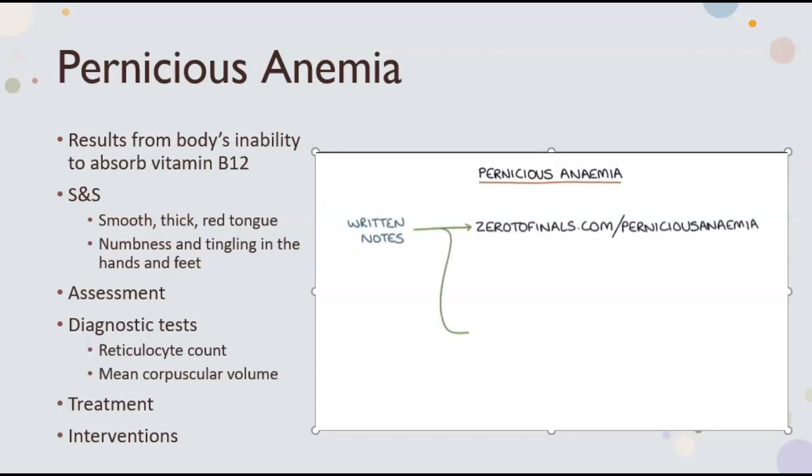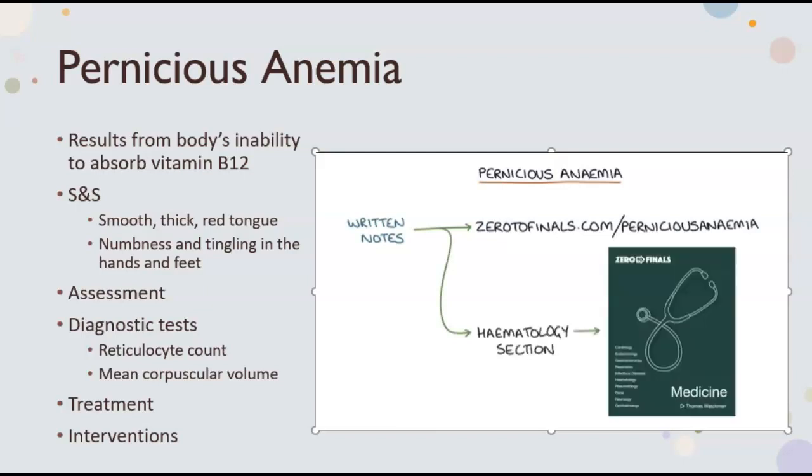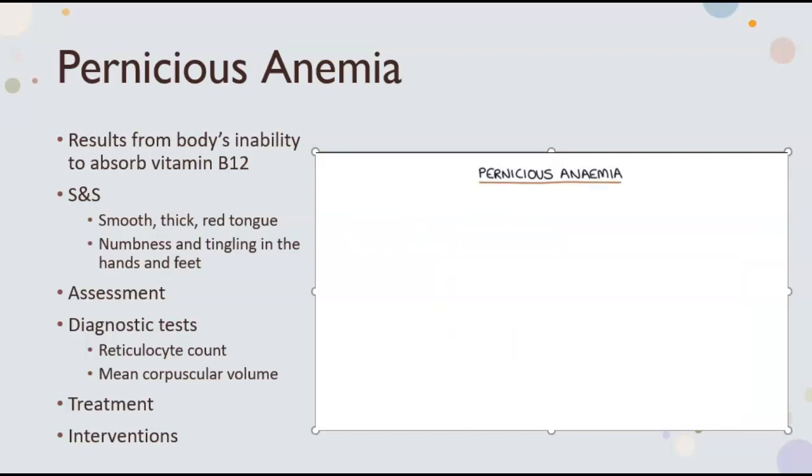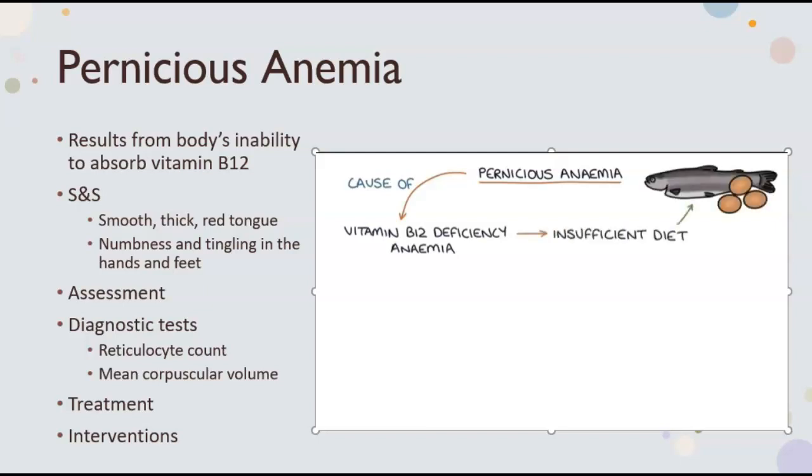And you can find written notes on this topic at zerodefinals.com/pernicious anemia or in the hematology section of the Zero to Finals medicine book. Let's jump straight in. Pernicious anemia is a cause of vitamin B12 deficiency anemia. And B12 deficiency can be caused by either insufficient dietary intake of vitamin B12 or pernicious anemia.